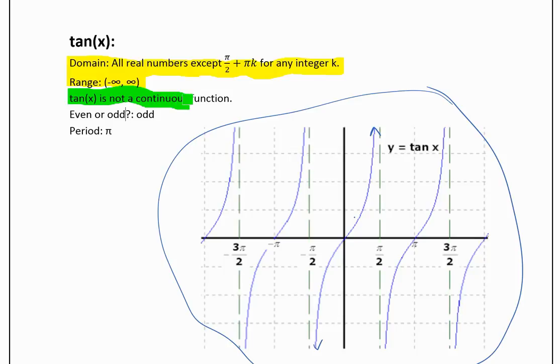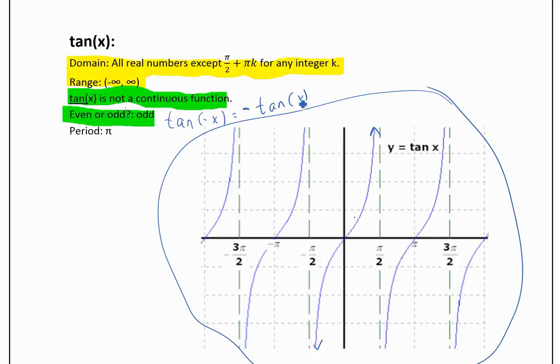Okay, it is an odd function. So remember, we had the identity that said that tangent of negative x is equal to negative tangent of x, and that tells you that it's odd.